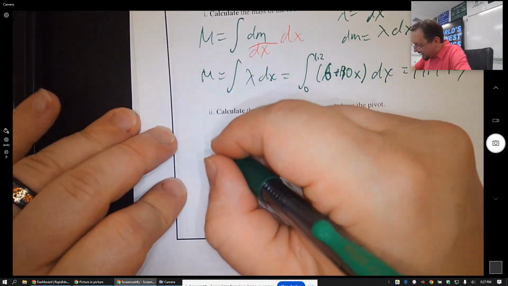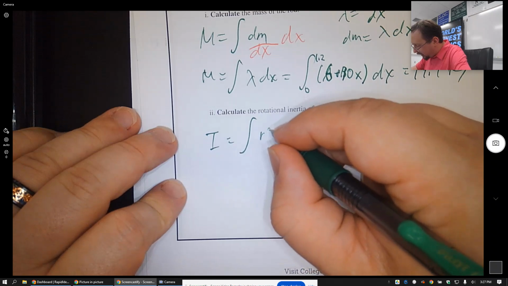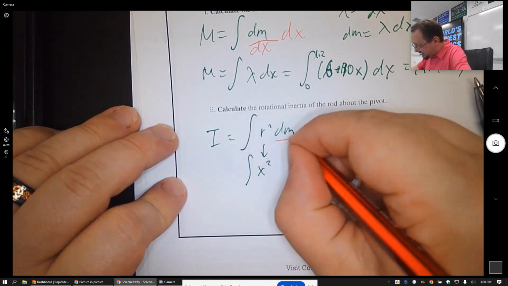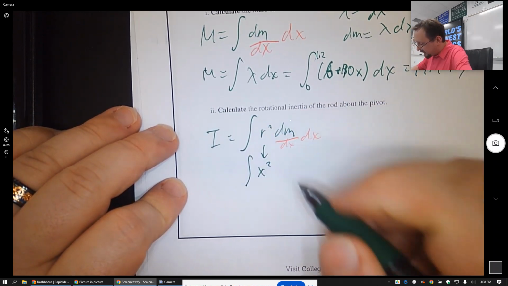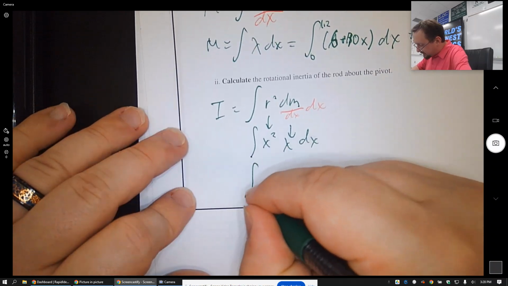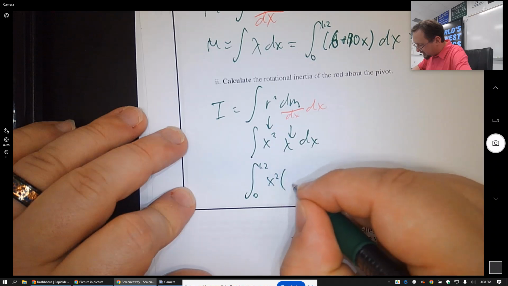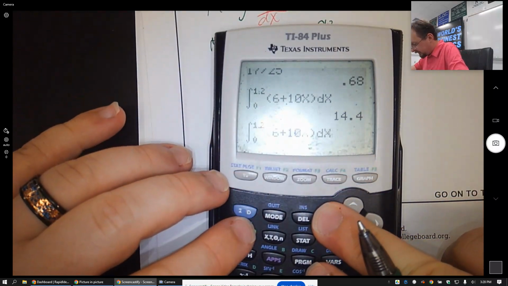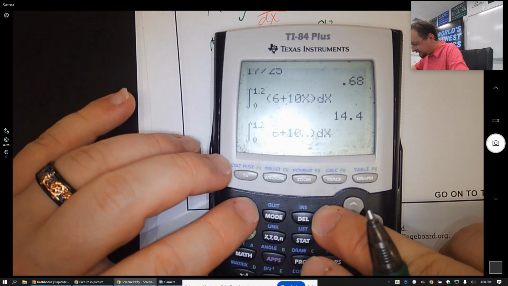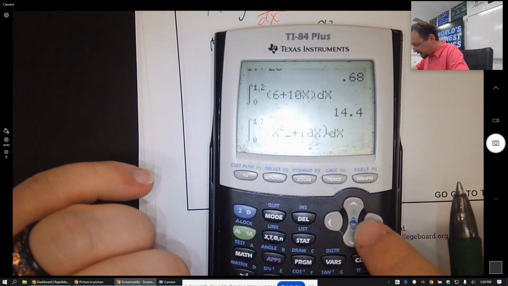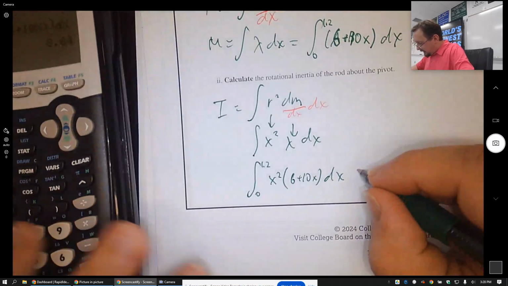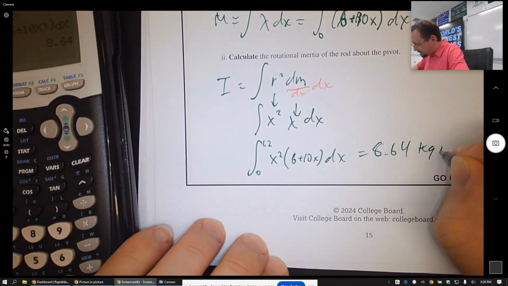Calculate the rotational inertia. Now, rotational inertia is the integral of r squared dm. But the r is actually x, so x squared, and we're going to say dm over dx times dx, that's lambda dx. So this is the integral from 0 to 1.2 of x squared times 6 plus 10x dx. You think I'm going to do that by hand? I don't have to do this on the calculator, I just have to set it up. This is physics, this isn't calculus. X squared, parentheses, 6 plus 10x, and I get 8.64 kilogram meters squared. All right, that's the end of set 1.